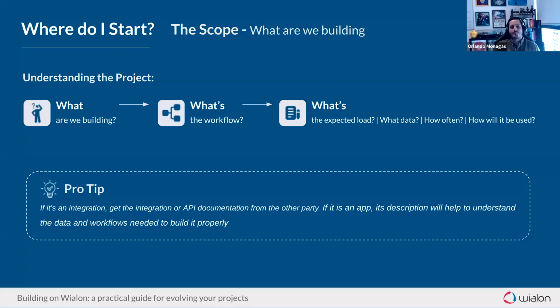The first place to start with any project that requires any type of development is the scope. What I need to build, the size, and the plan to make it happen. It all starts really with a conversation and usually some sort of documentation. If it's an integration, then you want the integration or API docs, which is essentially the set of instructions on how the other party needs to receive the data you will send from Wialon. If it's an app, its description will help to understand the data workflows needed to build it properly.